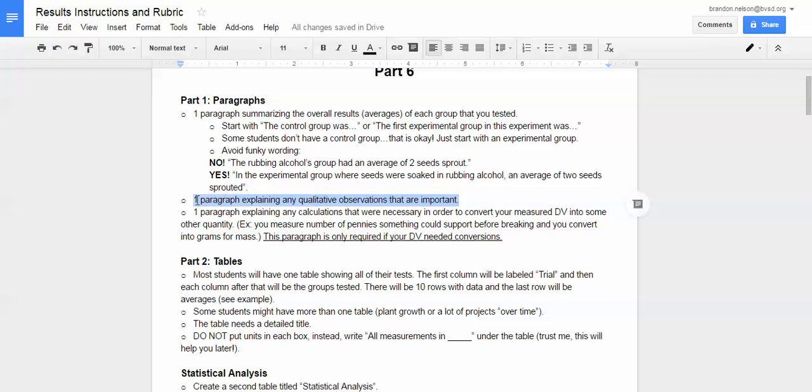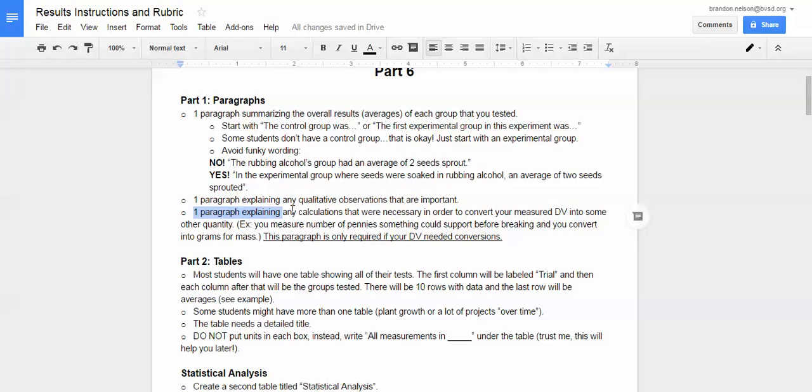And there's really nothing off limits here except for things that are totally obscure, like my sister was being hilarious while I did this experiment. That has nothing to do with the experiment, even though it's qualitative. That should not be part of this. Only things that you think might explain some data down the road.